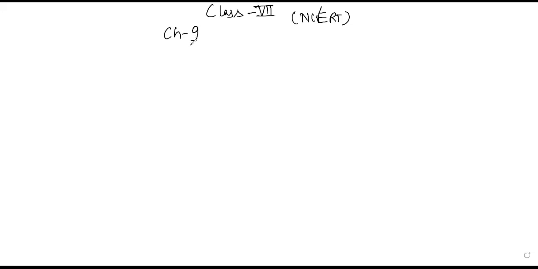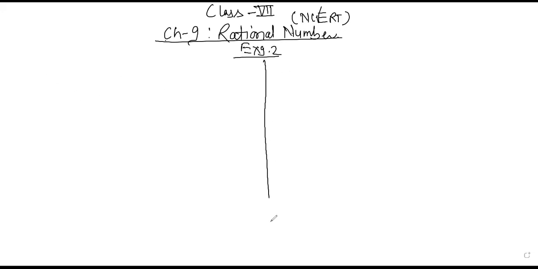Okay. Chapter 9, Rational Numbers, Exercise 9.2. So, let us start exercise 9.2. Question number first, A part: 5 upon 4 plus of minus 11 upon 4.